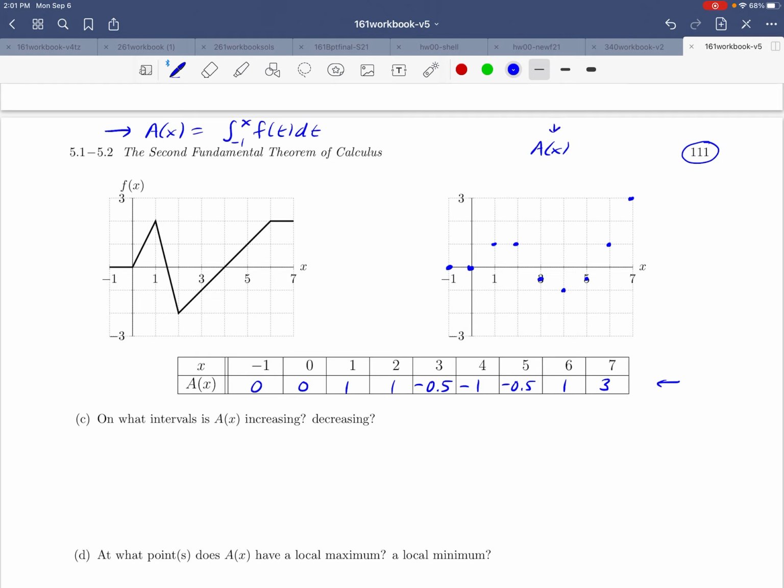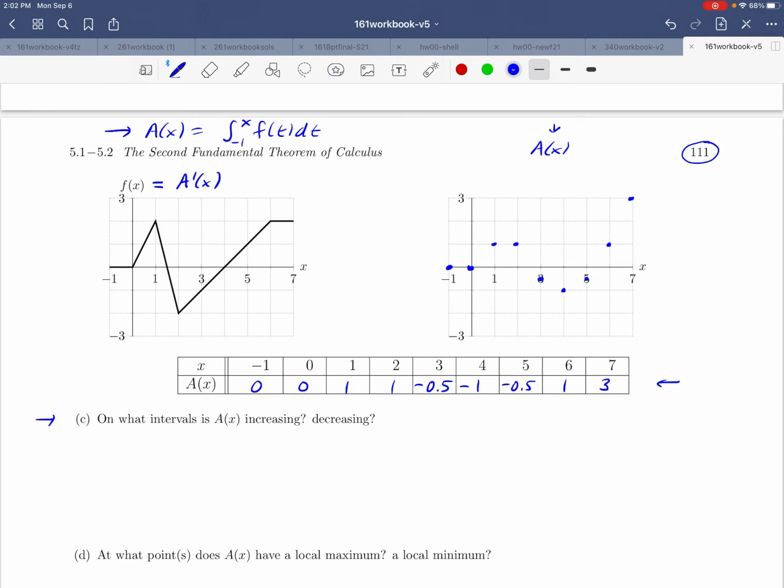So our ultimate goal at the end of this example is to get an accurate graph of a of x. We can do that by working our way through these questions. So let's start with part C here. They ask us, on what intervals should the function a of x be increasing or decreasing? It's going to be helpful to remind ourselves of the relationship between f and a. So this function f of x in the upper left, remember that that's the derivative of a.